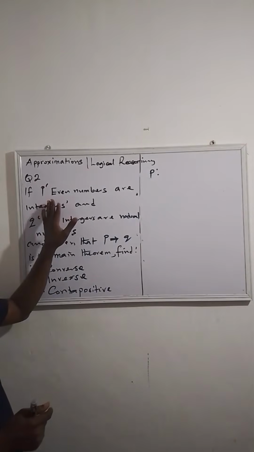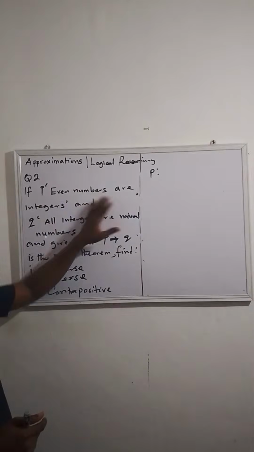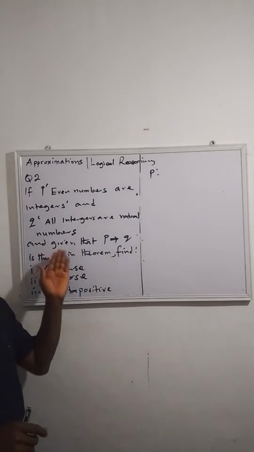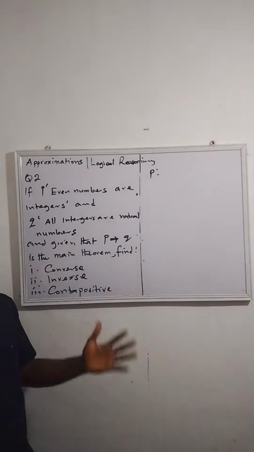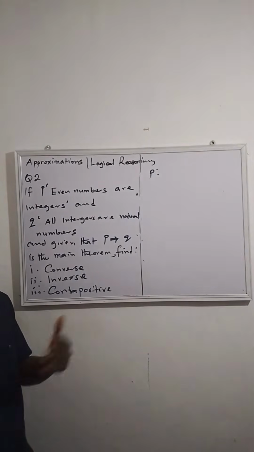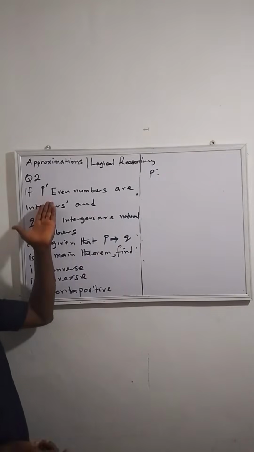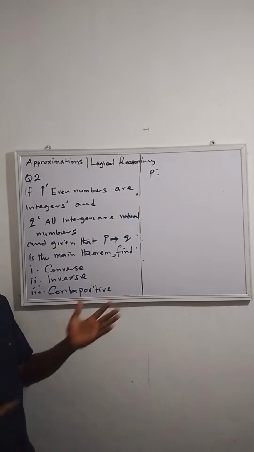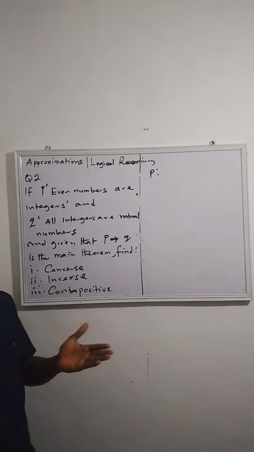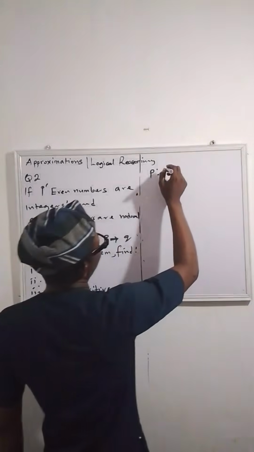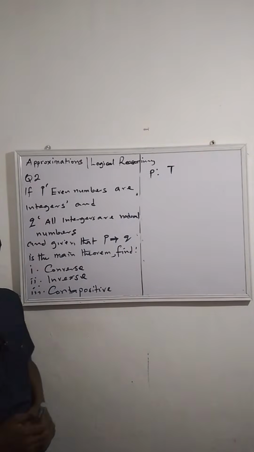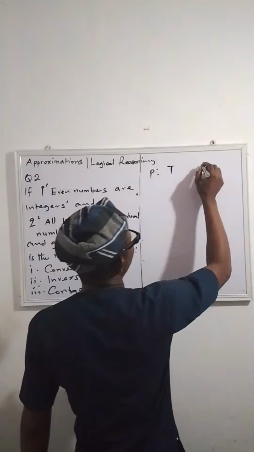Now this statement is saying even numbers are integers. So I must know what integers are. Integers are whole numbers. Counting numbers are whole numbers, so that makes even numbers integers. So even numbers are integers. That is true, so we write true for that. Those of you that said true, you can see that's correct. Now let's look at the second statement, statement Q.